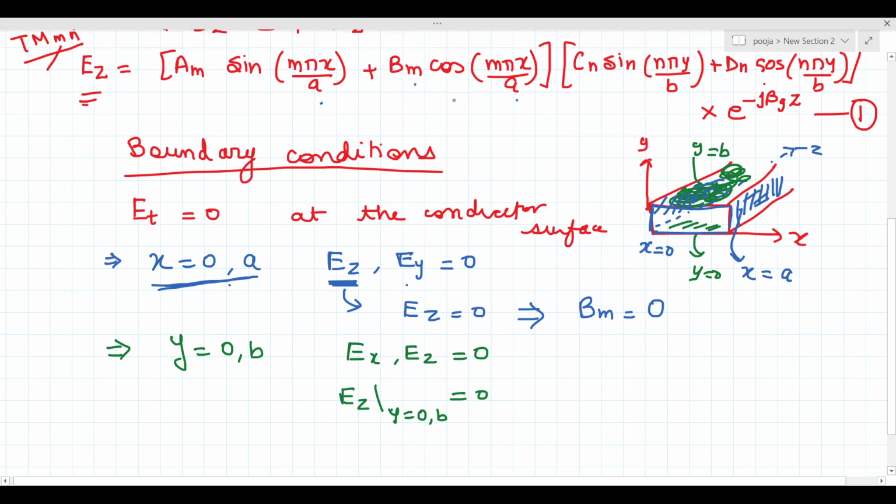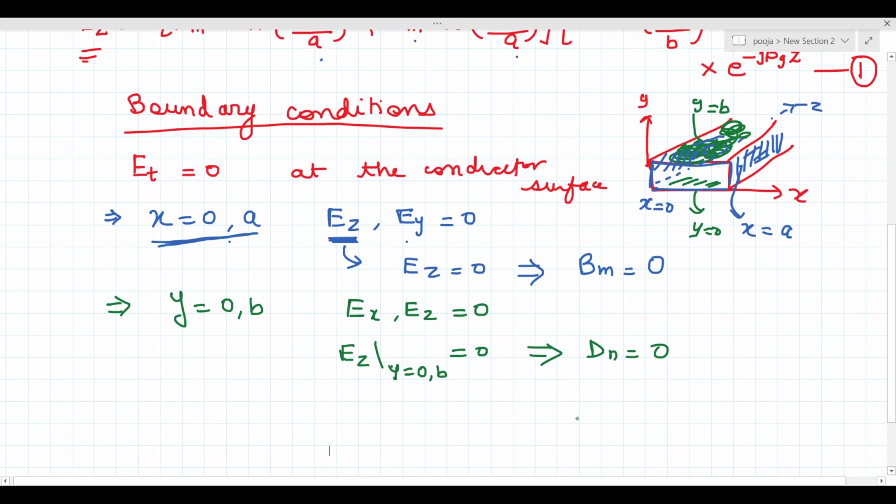So let's go to equation number 1 again and apply this condition, y equal to 0 or b. When we put either y equal to 0 or b, what will happen? This sine component will become 0, so this will make this whole term 0, while this component, because of this cosine term, will not be 0. So in order to make Ez equal to 0 at y equal to 0 and y equal to b, we should have Dn equal to 0. After applying the boundary conditions, we get that the constants Bm and Dn are 0.